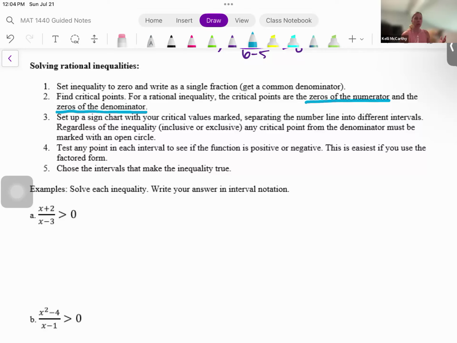But because we're also looking at zeros of the denominator, those can never be included. We can't include a 0 or a restricted value in any solution set. So regardless of the inequality, whether it's inclusive or exclusive, any critical point that we get from the denominator must be marked with an open circle.